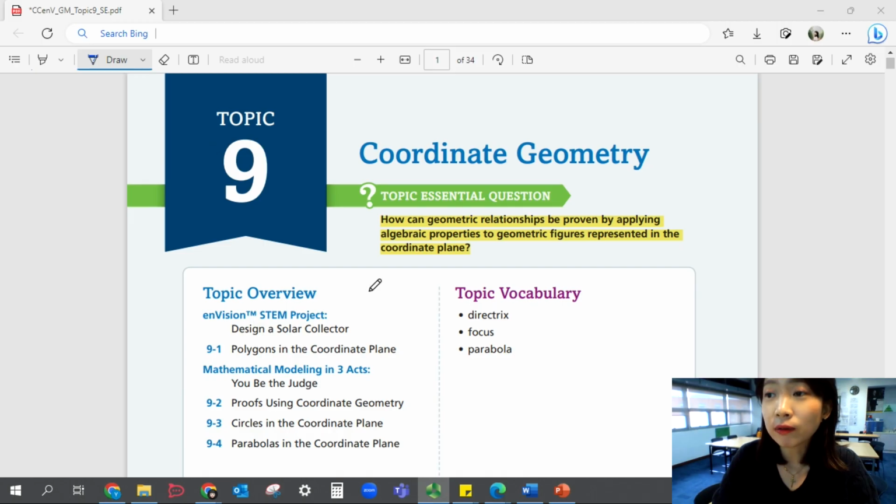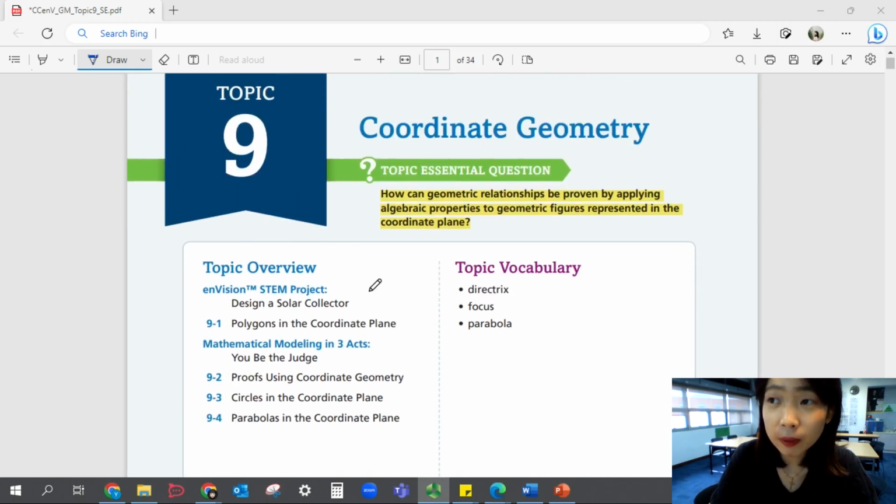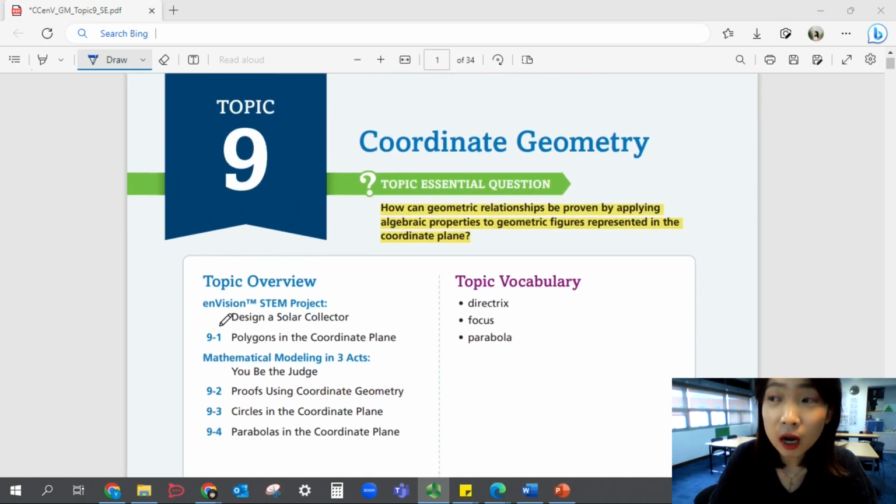We have 4 lessons total in this topic. We'll start with polygons on the coordinate plane. We'll start proving in lesson 2, and we'll also look at circles and parabolas. So it does get a little bit challenging. We will use words like directrix, focus, and parabola.